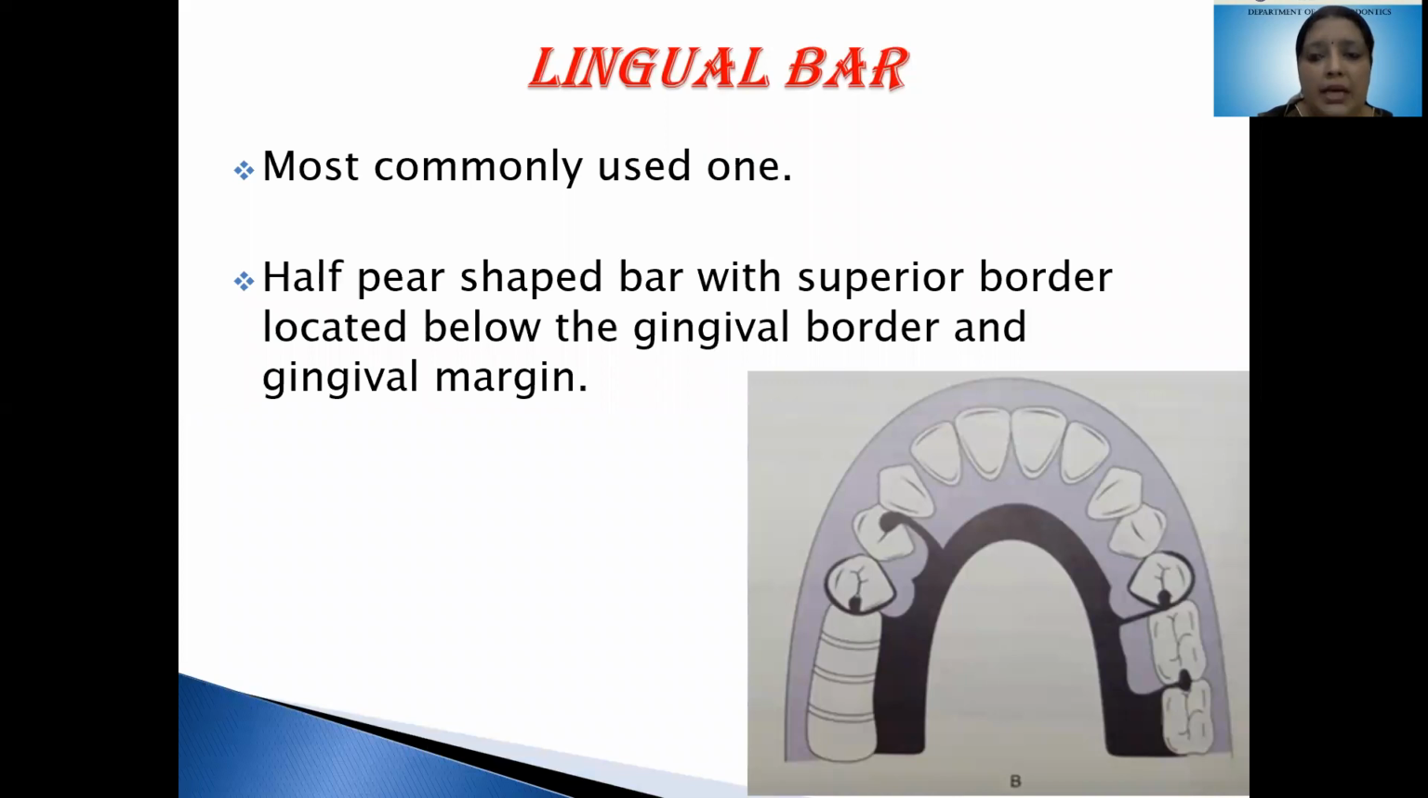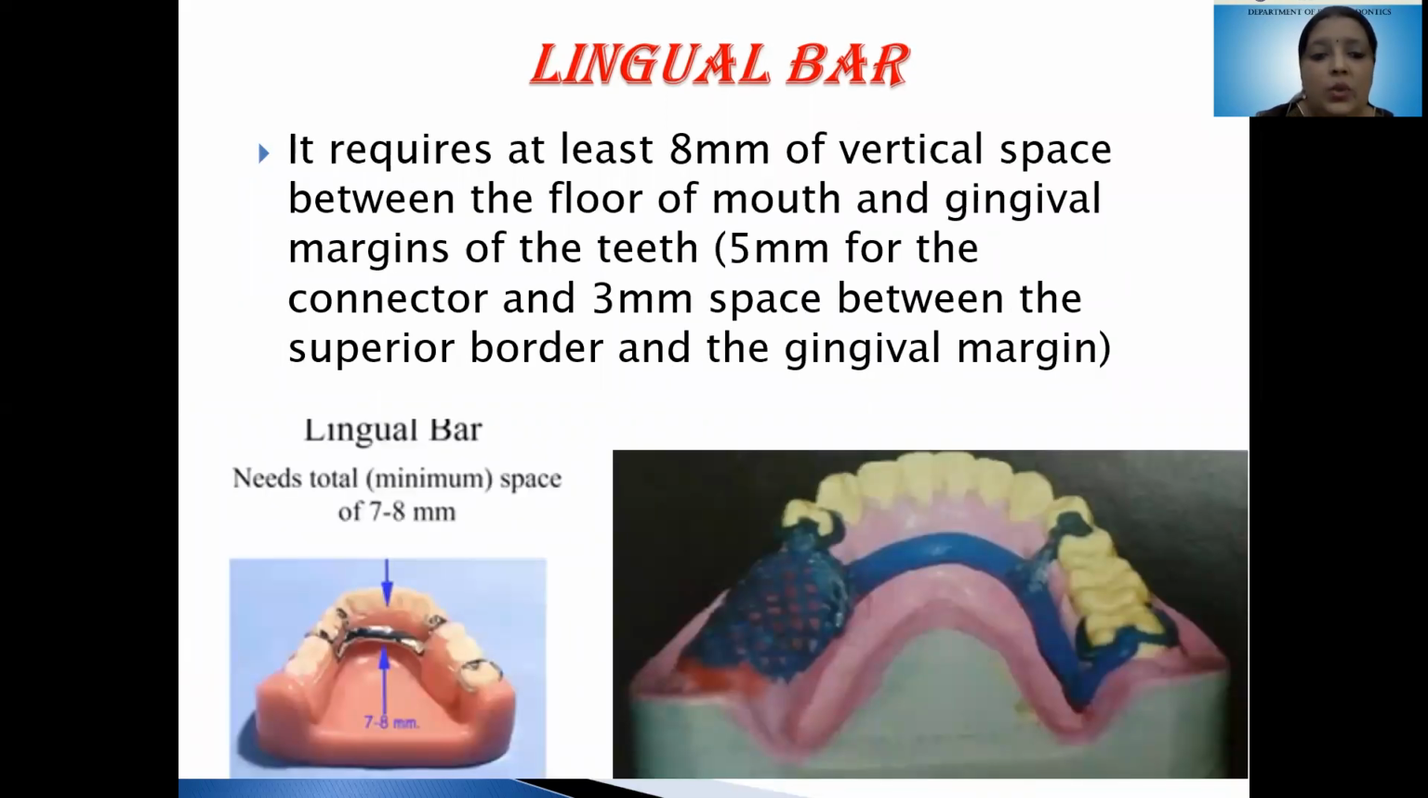Only if the lingual bar cannot be given due to certain reasons, only then we look at the other mandibular major connectors. The lingual bar has a half pear shaped cross section. The superior border is kept 3 millimeters away from the gingival margin. The lingual bar must be at least 5 millimeters in width. The width of this lingual bar must be a minimum of 5 millimeters. And it is kept 3 millimeters away from the free gingival margin.